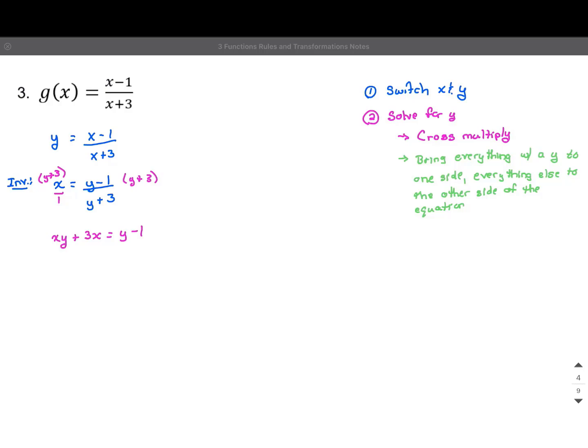So we need to bring the y to the left and the 3x to the right. So I'm going to subtract y from both sides, and I'm going to subtract 3x from both sides. So this will give me xy minus y equals negative 3x minus 1.